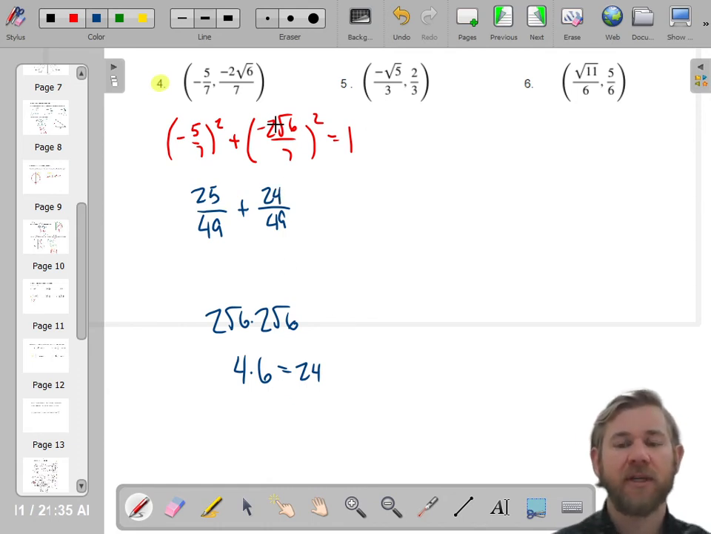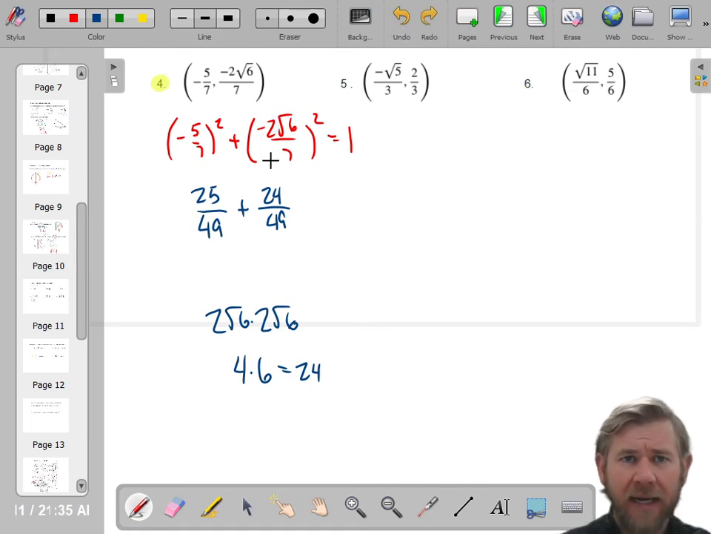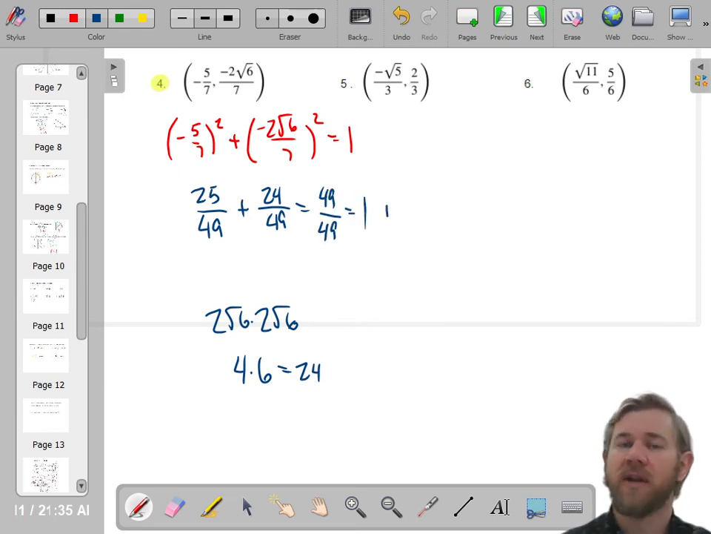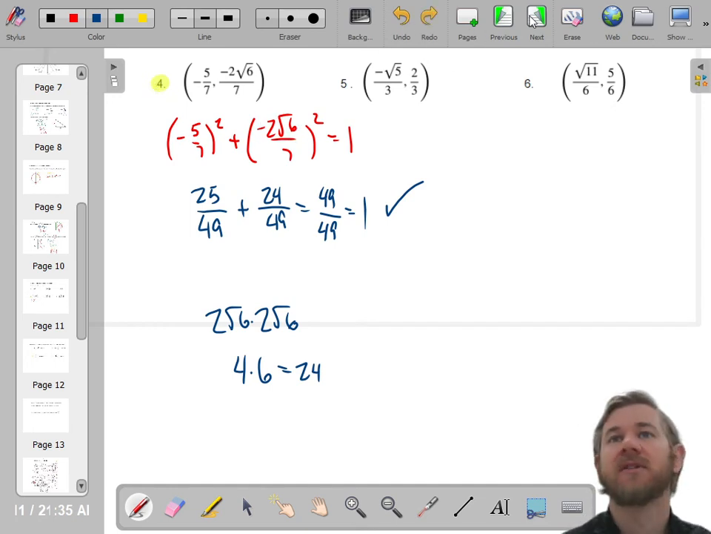So when you square that, make sure you multiply the outside part, and then you multiply the radical times itself, and it'll end up just being this squared times this squared. What do we got here? 25 plus 24, that's 49 over 49, and the goal was to prove that it equals 1. 49 over 49 is 1, so that does it. Just make sure you pay very close attention to squaring this. That's going to be something we do all semester.